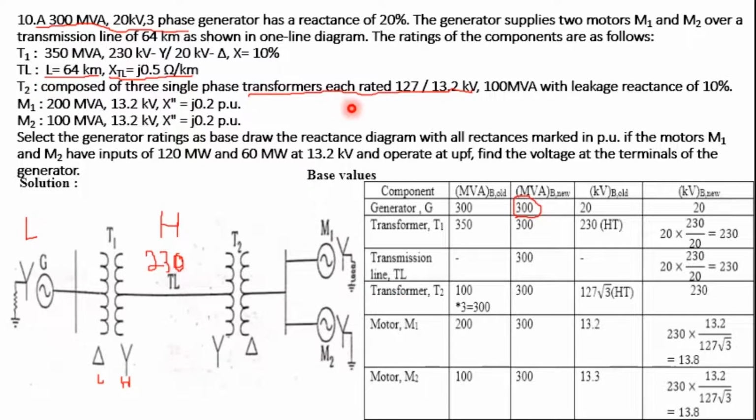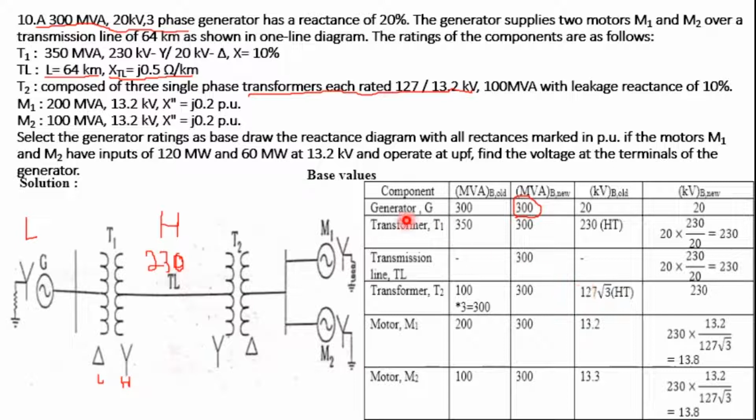Then coming to the transformer T2, so we have to see here. It is composed of 3 single phase transformers, each rated 100. So we have to multiply 100 into 3 for the power. Okay, we'll get 300. So the new value is anyhow 300. So coming to the old value and new value.